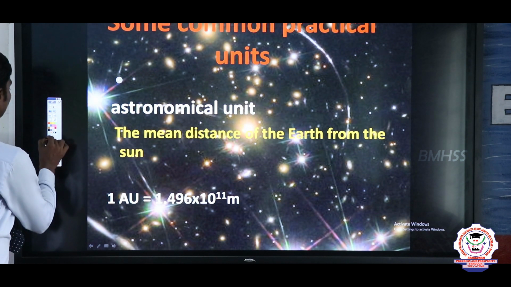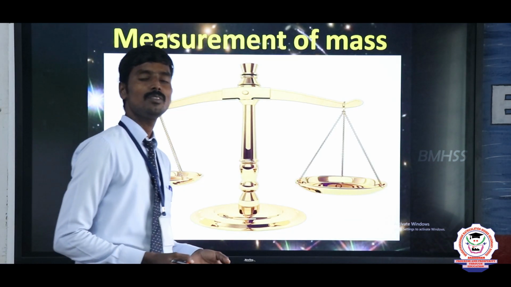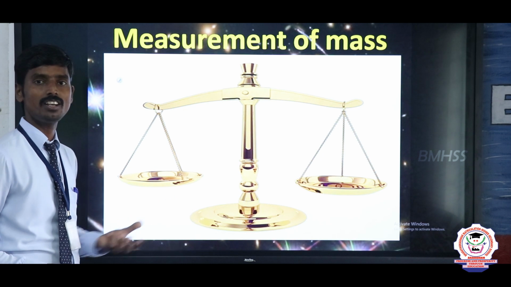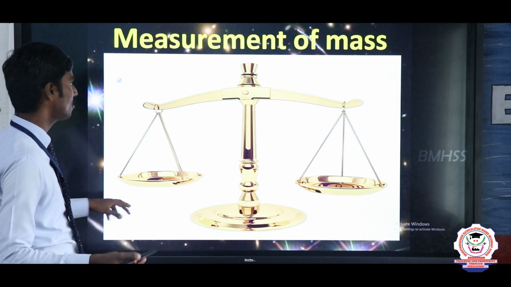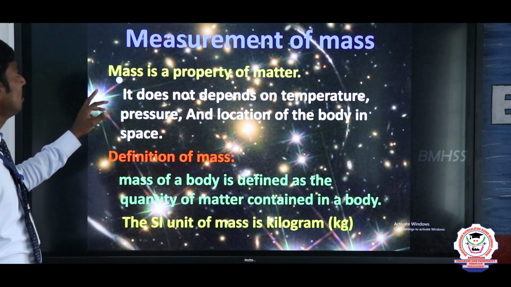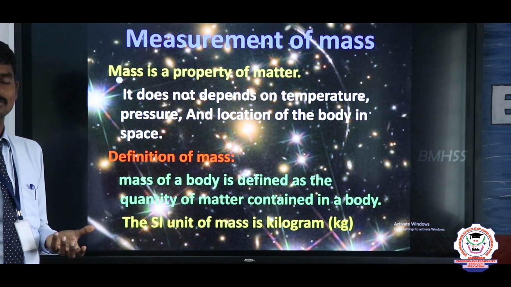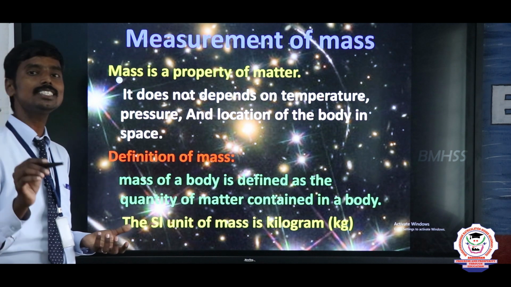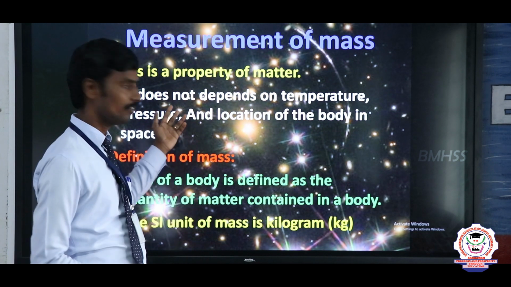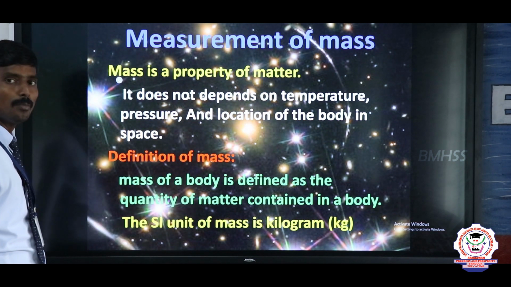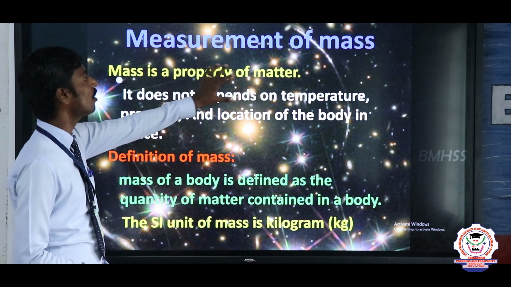The next one is measurement of mass. How to measure any physical quantity or derived quantity? Using some balances, we know the basic concept. Now I am going to measurement of mass. Mass is a property of matter. It is independent of, that means it does not depend on, temperature, pressure and the location of the body. This is a independent property. Mass is a property of matter.